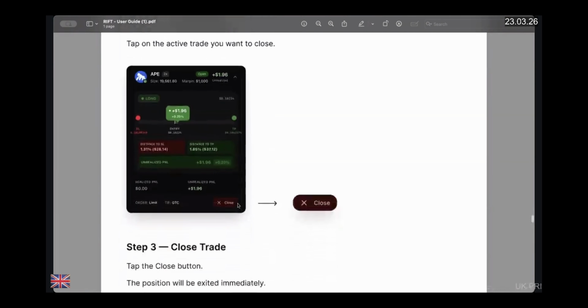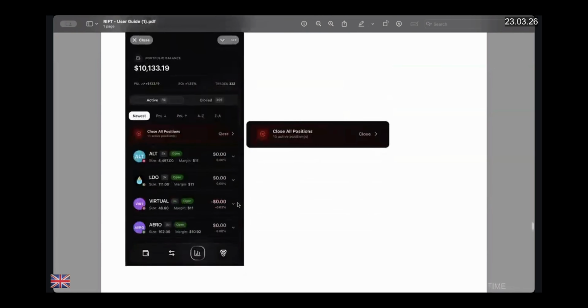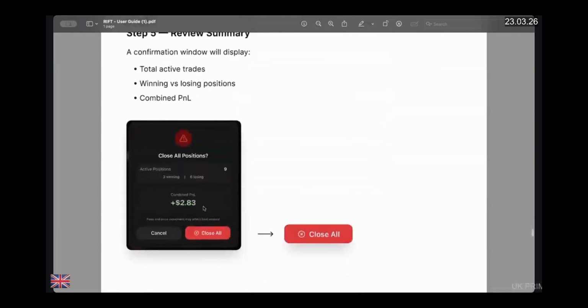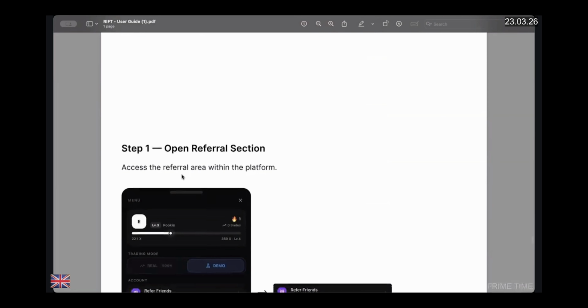Then you can close a single trade, as I said, and then you can close all your positions, and it will give you the consolidated P&L, the combined P&L of all losing and winning trades at once, and you can close all and exit. Not an issue.